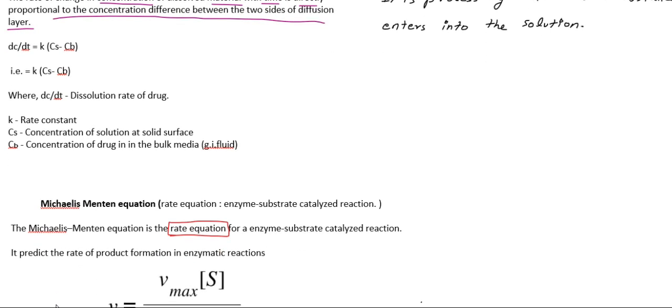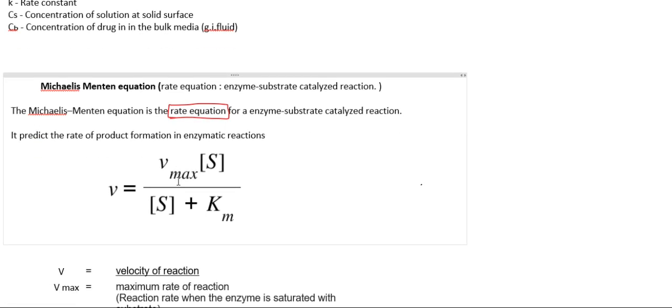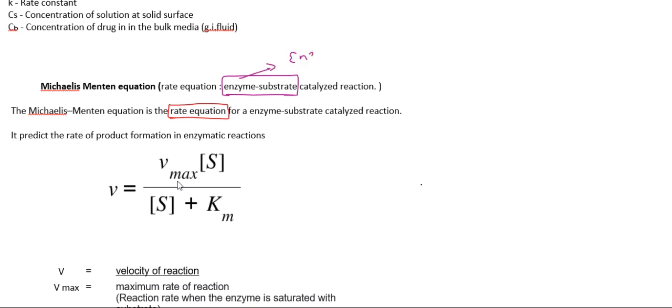Next is the Michaelis-Menten equation. We know that the Michaelis-Menten equation is basically related to the enzyme-substrate reaction. In order to catalyze a reaction, sometimes we require enzymes, right? So the rate of an enzyme-catalyzed reaction is discussed in the Michaelis-Menten equation.